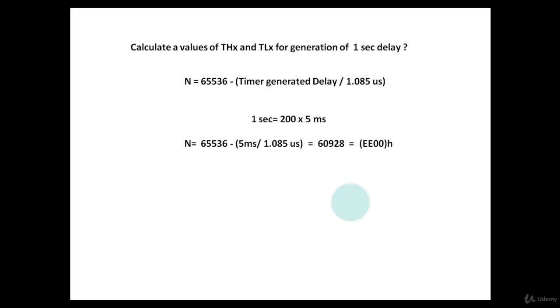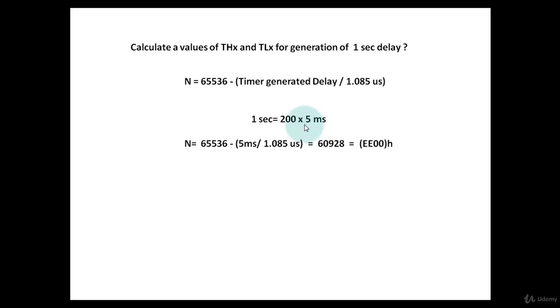Now the question is, what should be the value in TH and TL register if you want to generate a 1 second delay? We have seen that if you are in mode 1, that is the 16-bit timer mode, the maximum delay you can generate is 71.1 millisecond. Now here we have to generate a delay of 1 second. So to generate a 1 second delay, we can do a simple operation.